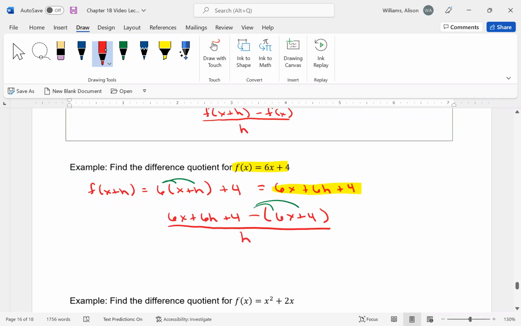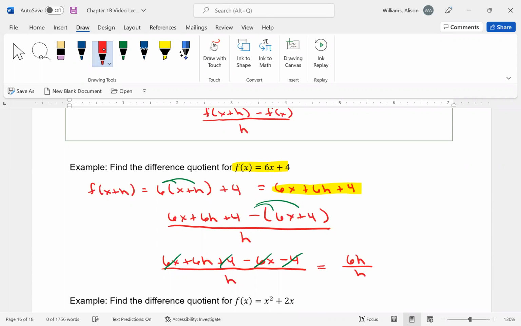That'll give me 6x plus 6h plus 4 minus 6x minus 4. What cancels is the 6x's and the 4's. I'm left with, in the numerator, 6h divided by h, which I can do. I'm just going to get 6. So that is how that simplifies. It doesn't always simplify that nicely. We might still have x's and h left in our answer, but this particular one did simplify that nicely.